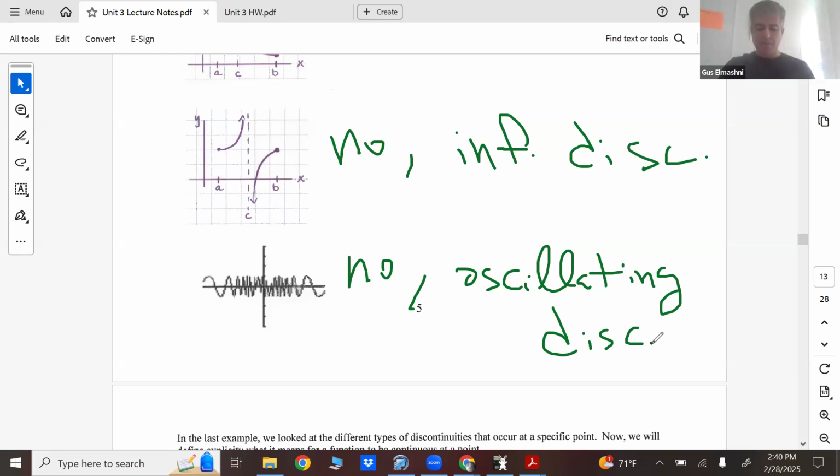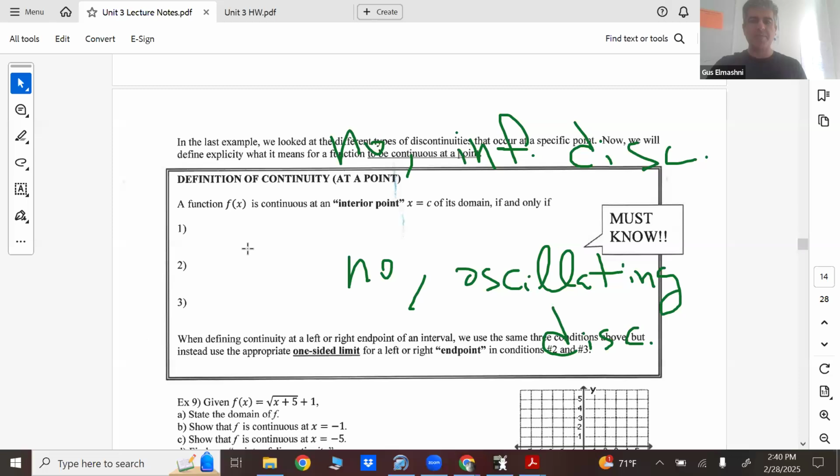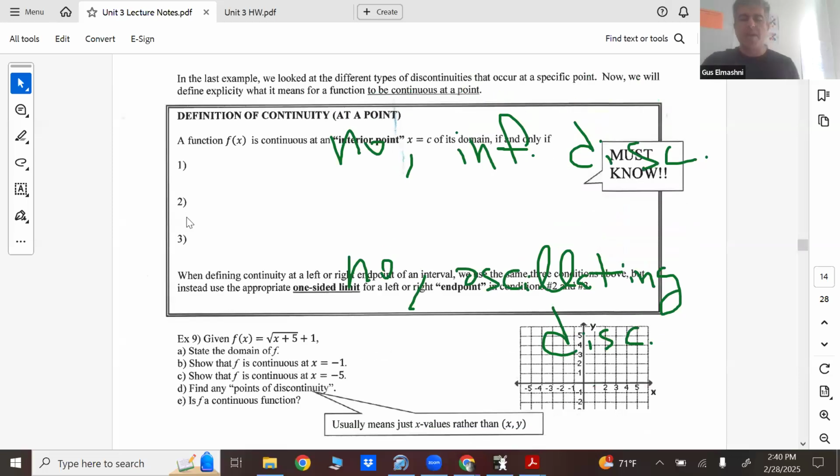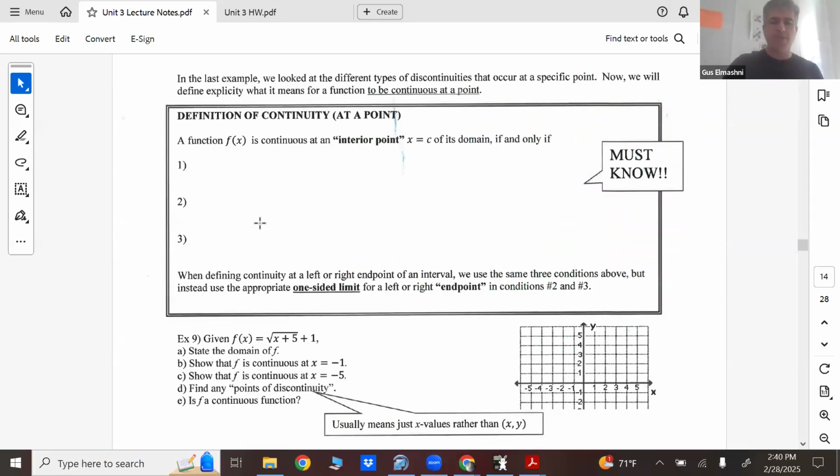Now let's talk about the rules of continuity, which I think we talked about last semester. Do you do the IVT this semester? Yes, in January. If it's continuous and it crosses 2. Okay, but here's a more formal definition of it.